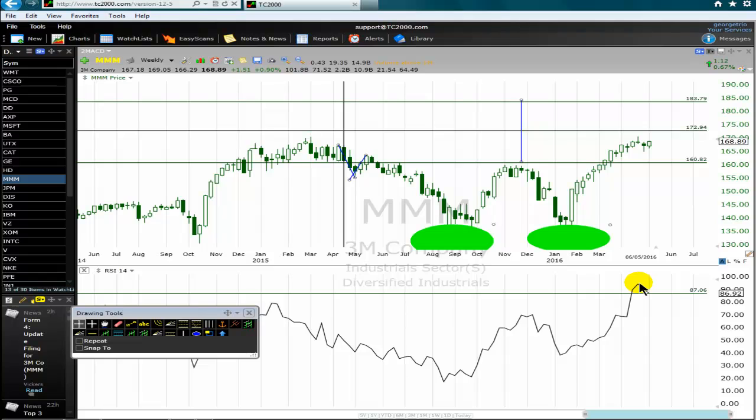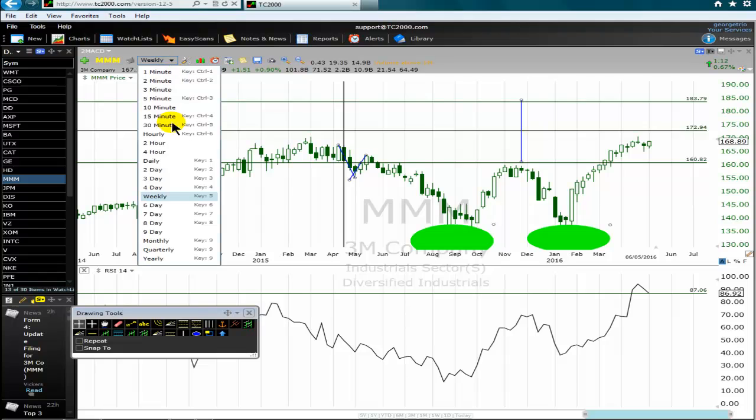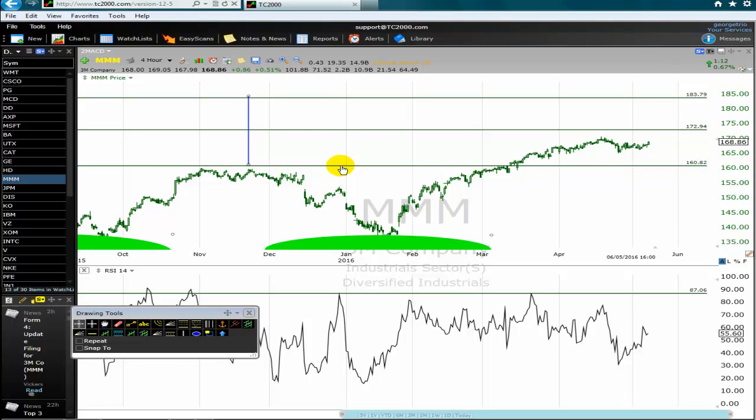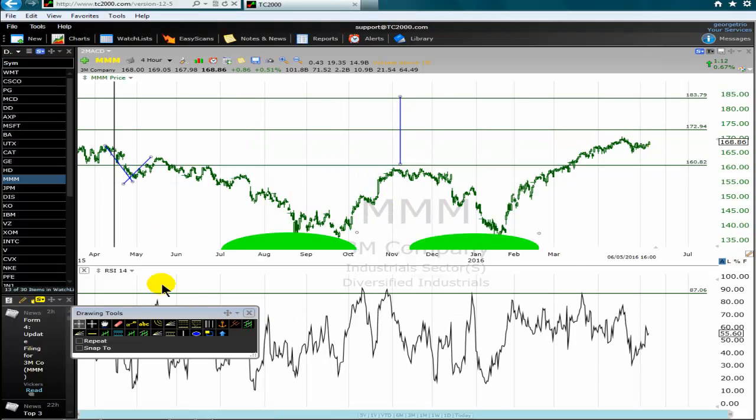The RSI is overbought, but is the price confirming to us to sell? Because we're on a weekly chart, if we want to sell, we need a sell signal. That sell signal will take place on a 4-hour time frame, because it's weekly chart, 4-hour time frame, 15-minute time frame. If you're a swing trader, you need to know weekly chart, 2-hour time frame, and 10-minute time frame. Let's go to the 4-hour time frame and see whether there is a signal to sell 3M stock.